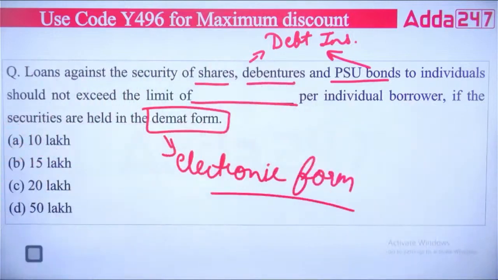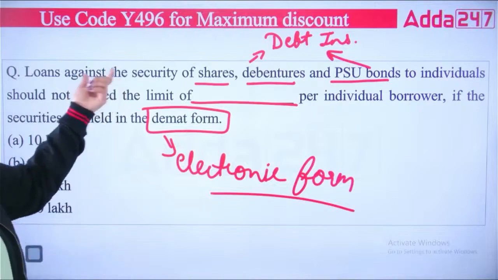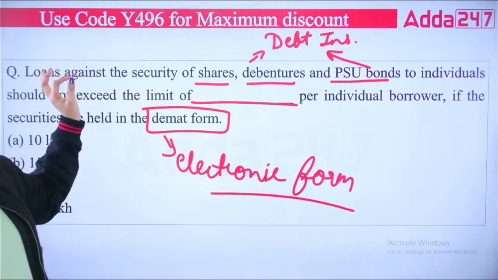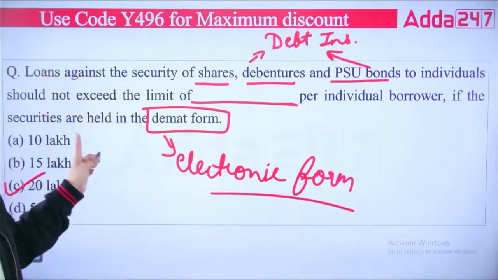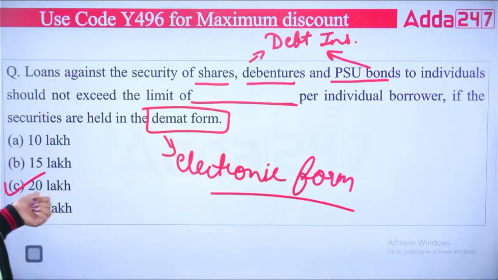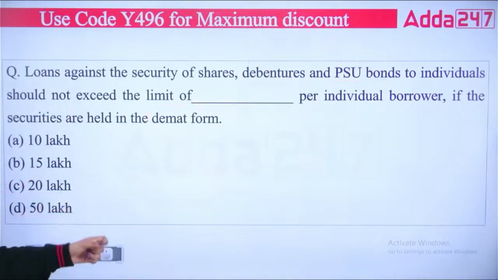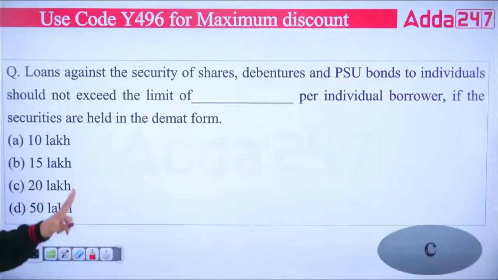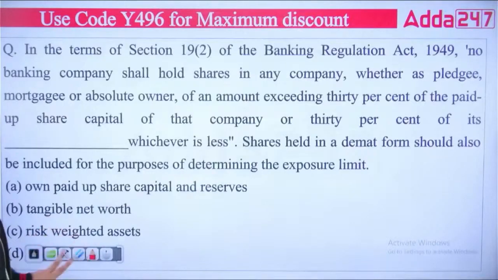So now what is the amount here? Is it 10 lakh, 15 lakh, 20 lakh or 50 lakh? 10, 15, 20 and 50. So your right answer is actually 20 lakh. So a loan against the security of shares, debentures, public sector undertaking bonds to an individual should not exceed the limit of 20 lakh. So your right answer will be option C. Okay, right answer we have is C. Next question.